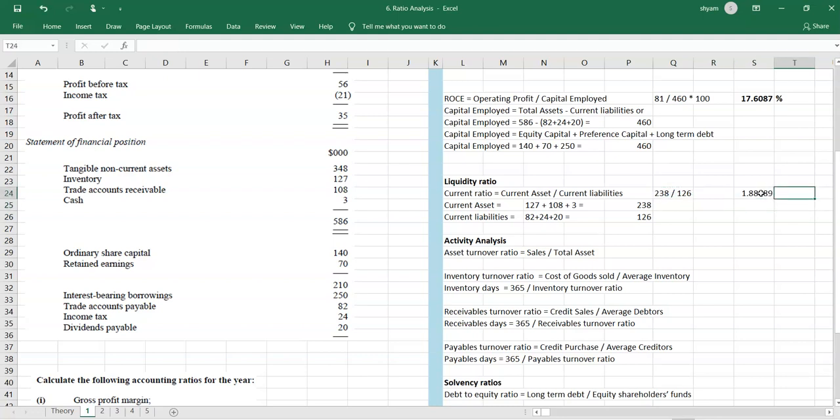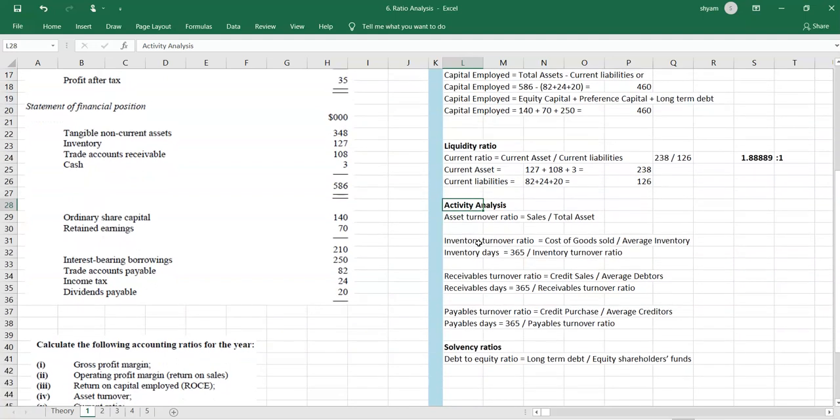So the answer is expressed as "is to 1." So that's the sum. It is 1.88 is to 1. That's about the current ratio. Let's go to the activity ratio. So the activity ratio requires these numbers.